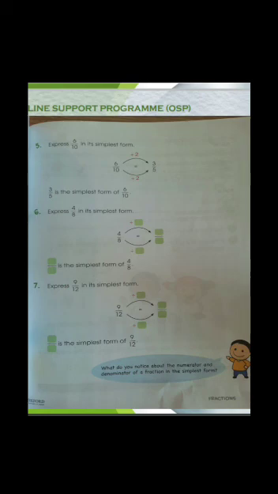Question number 7 is: express 9 over 12 in its simplest form. Here you will divide 9 over 12 by 3. 9 divided by 3 equals 3 and 12 divided by 3 equals 4. So here 3 over 4 is the simplest form of 9 over 12.